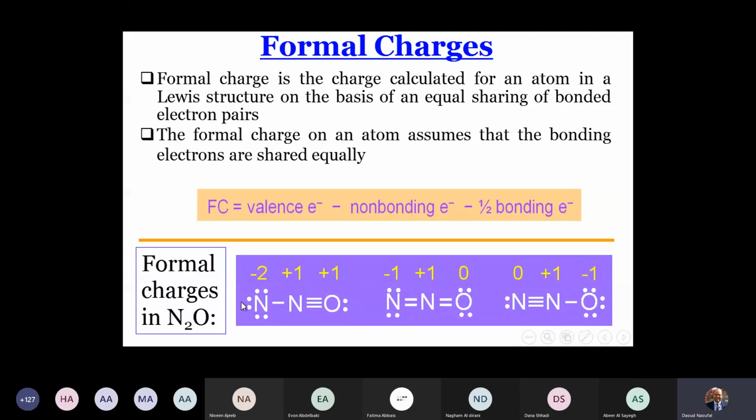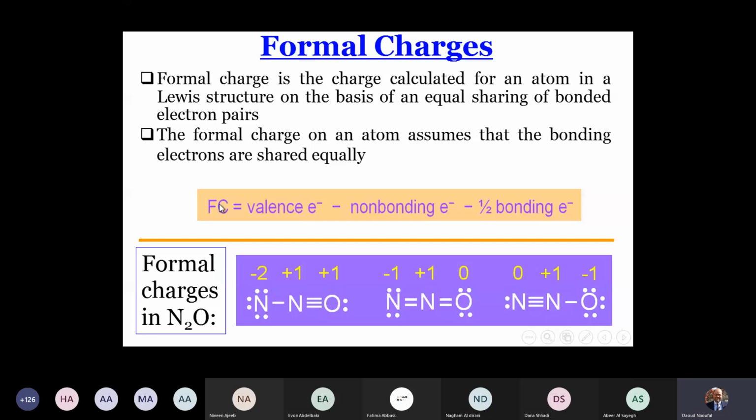We have 3 pairs of non-bonding electrons, so in total we have 6 electrons that are not involved in the bonding. So the number of non-bonding electrons is equal to 6 minus half bonding. How many bonding electrons do we have? We have 2 electrons bonding. Why do I use half bonding? Because one of these 2 electrons will belong to nitrogen and the other electron will belong to the second nitrogen. And this is what we assume in the formal charge, that the bonding electrons are shared equally.